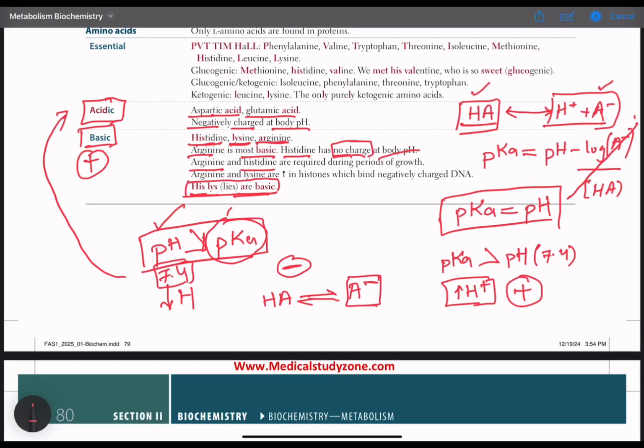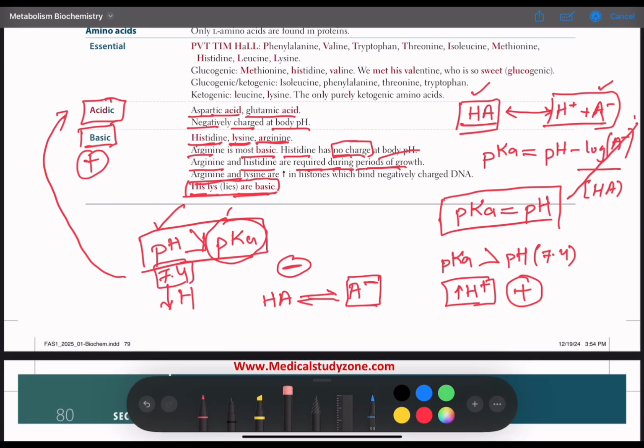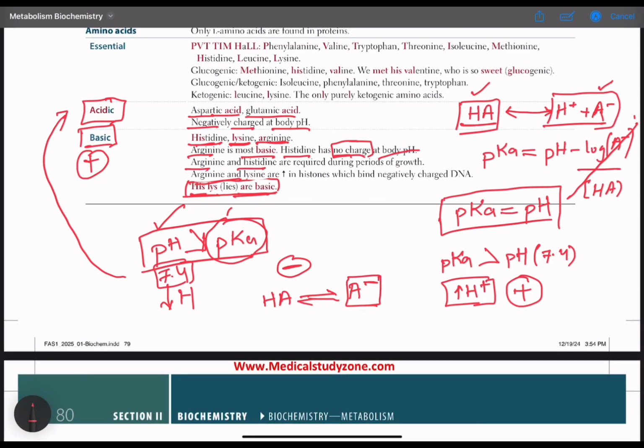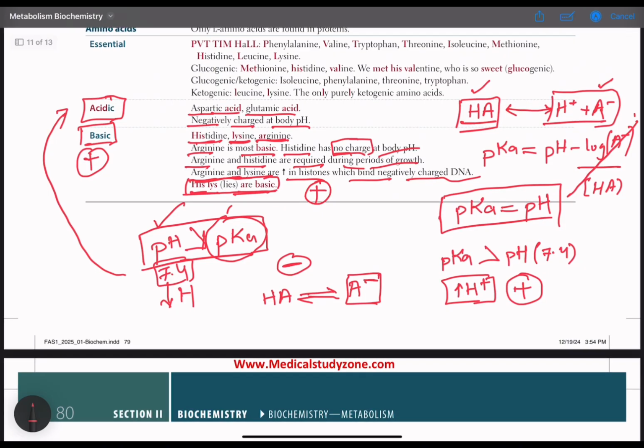Arginine and histidine are required during periods of growth, and I have confused it or mixed it up. Arginine and histidine are required during periods of growth, while arginine and lysine are in histones, which bind the negatively charged DNA because they carry the positive charge. So this was all about amino acids.